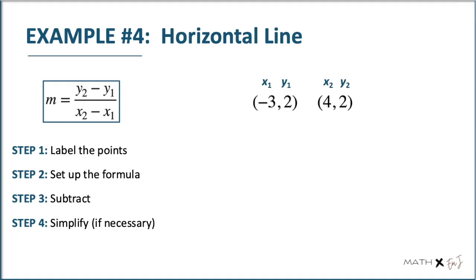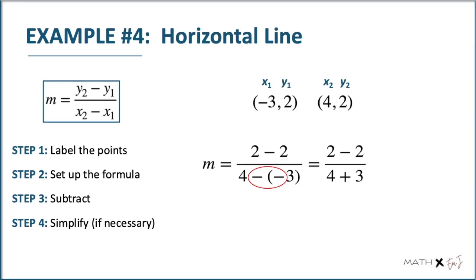Let's label our points and set up our formula. On the numerator, we have 2 subtract 2, and our denominator, 4 subtract -3. And again, remember that when you subtract a negative, it's the same as a positive. Or excuse me, it's the same as addition. So we can put 4 plus 3 in our denominator. 2 subtract 2 is 0, and 4 plus 3 is 7. 0 divided by anything in math is just 0.